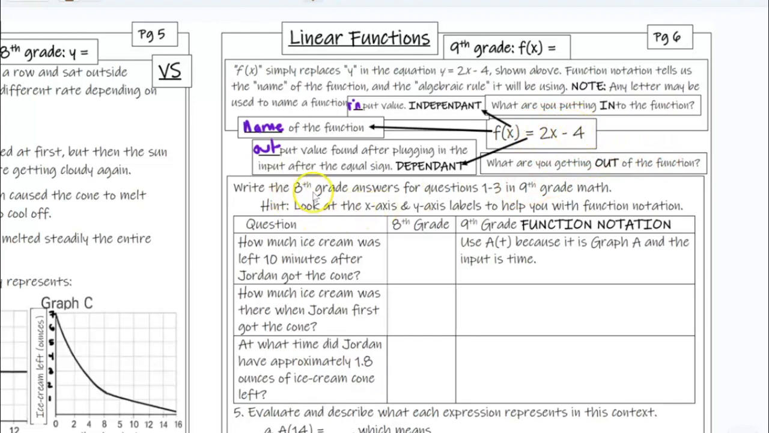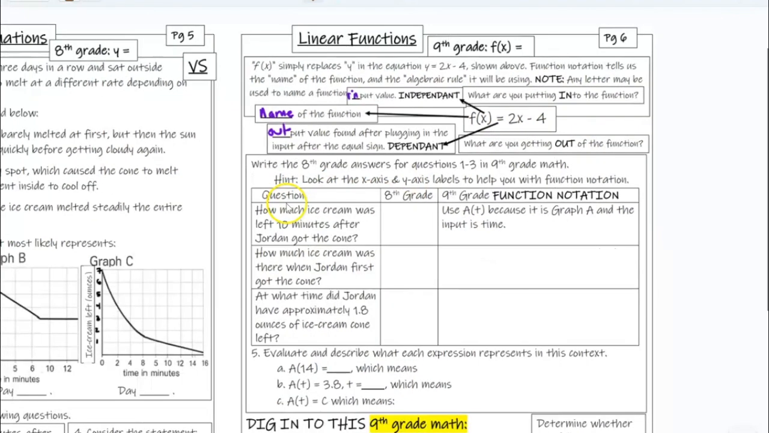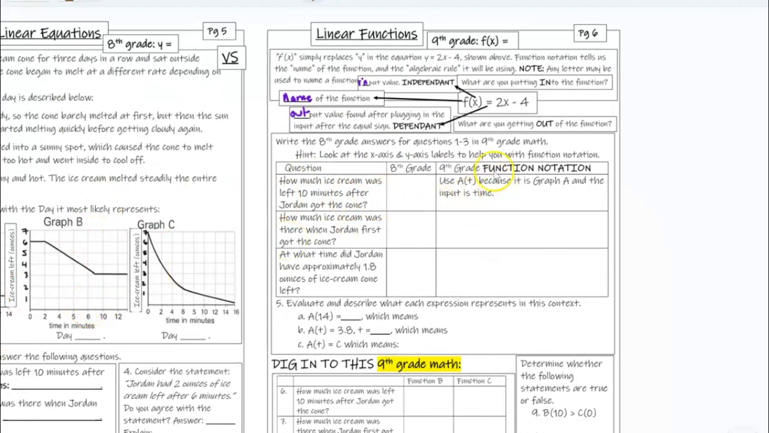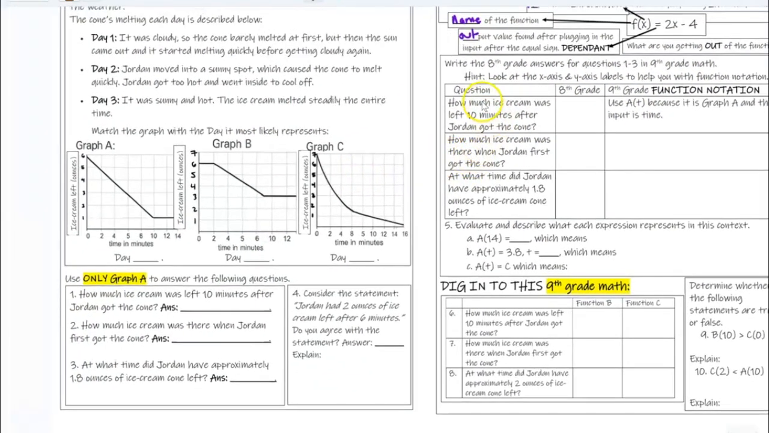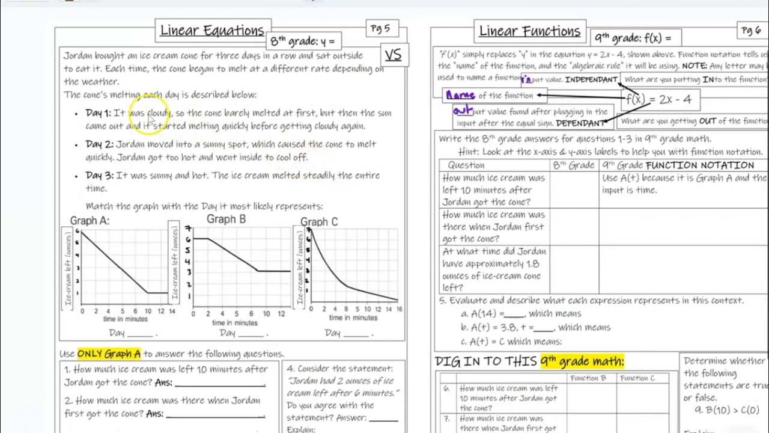All right, so now let's take a look at what you did in 8th grade, the answers for questions 1 to 3, and make it 9th grade math. We're going to look at what you answered and talk about it just to make sure you answered it correctly. The question is, how much ice cream was left 10 minutes after Jordan got the cone? All right, so let's go see what's going on.